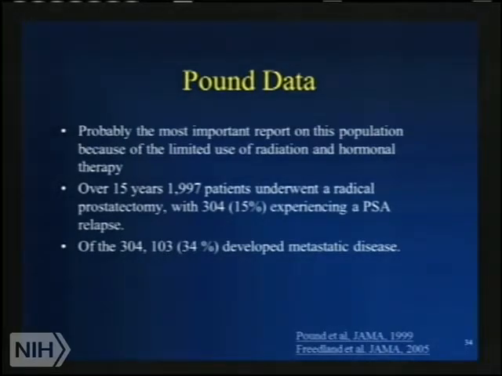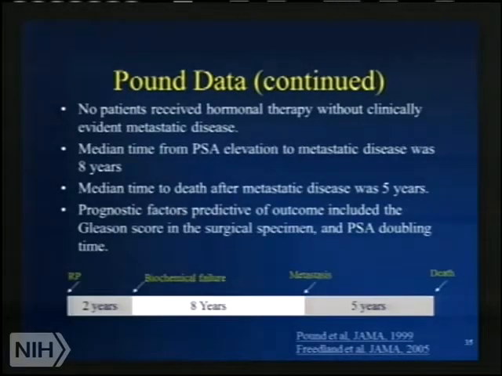So this is a trial where about 2,000 patients who underwent radical prostatectomy were followed, and about 304 of them experienced a PSA relapse, a rising PSA. And of those 304, 103 of them went on to develop metastatic disease. And this data set is from Hopkins, a single institution where most of these patients were treated by a single surgeon. None of the patients received hormonal therapy before having clinically significant metastatic disease. So that's very important. It allows really for looking at the natural history of prostate cancer.